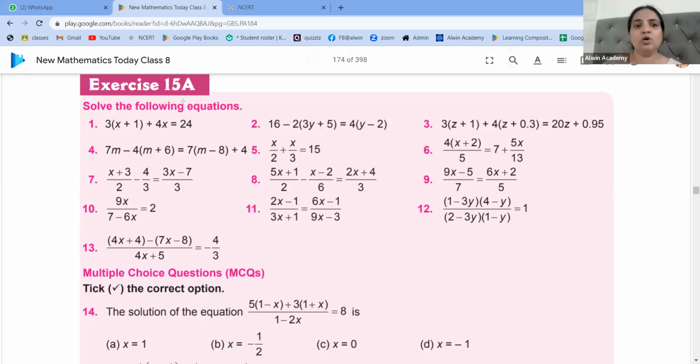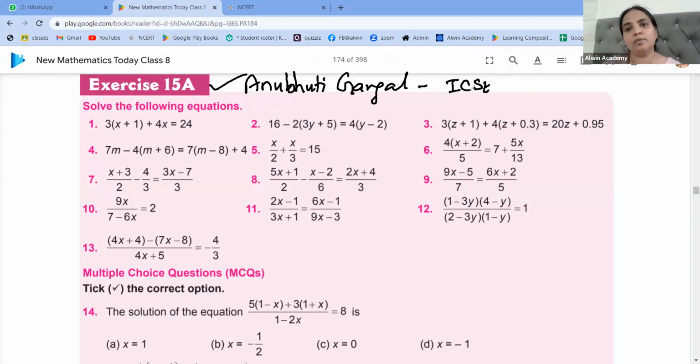Okay, children, we are solving exercise 15A. Put this as your heading. Exercise 15A, the name of the writer is Anubhuti Gangal. She is the writer for ICSE board mainly, so she takes the questions to the level of ICSE. So when you prepare with her book, you are preparing yourself for a level ahead.